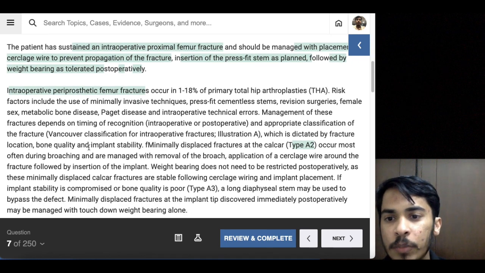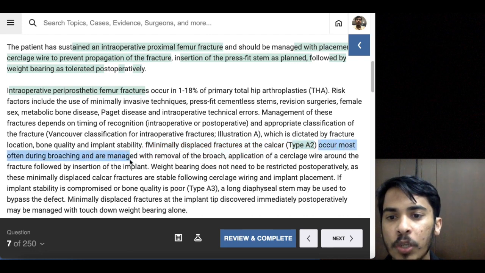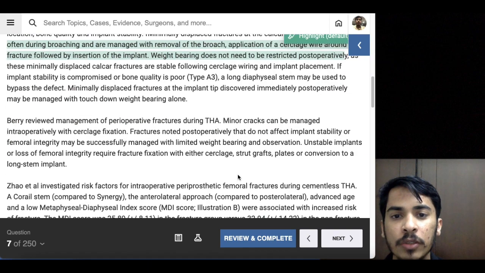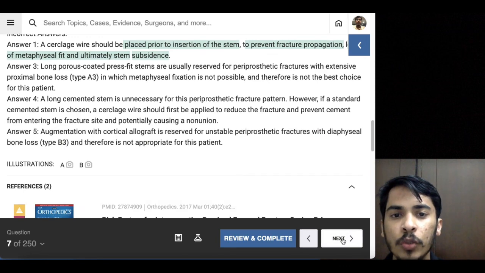So you have to understand the intraoperative periprosthetic femur fracture classification, dictated by fracture location, bone quality and bone stability. Minimally displaced fractures at the calcar are included in type A2. This occurs most often during broaching and is managed with removal of the broach, application of a cerclage wire around the fracture, followed by insertion of the implant. Weight bearing does not need to be restricted postoperatively. So this is a type A2 intraoperative Vancouver fracture.